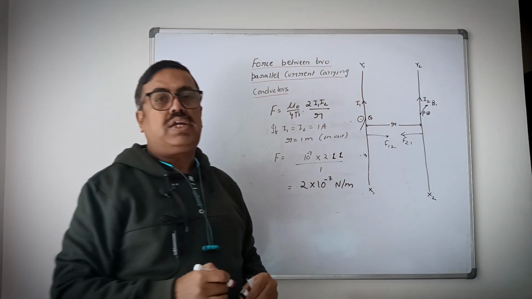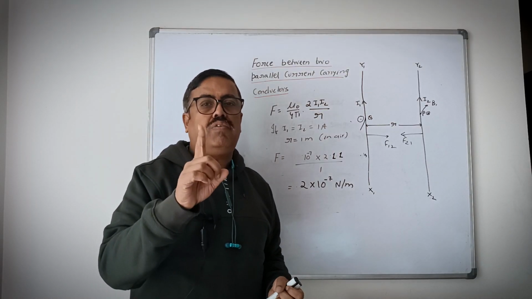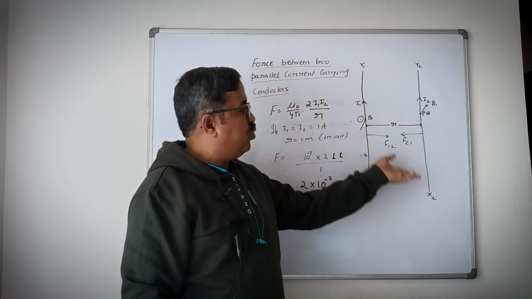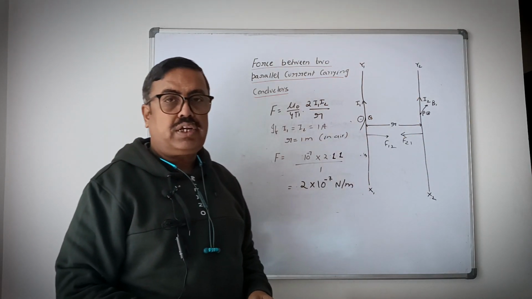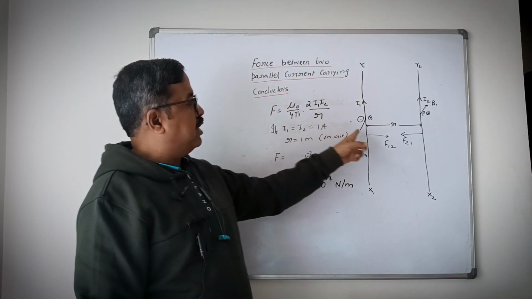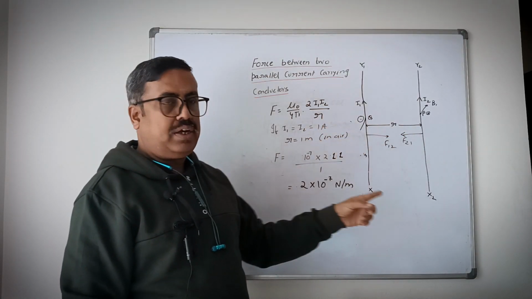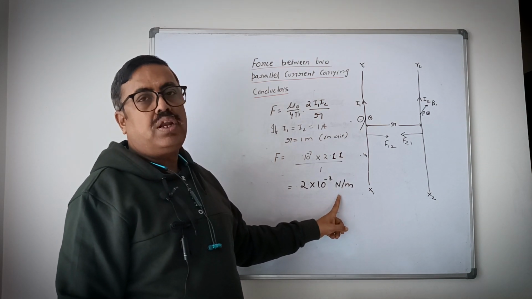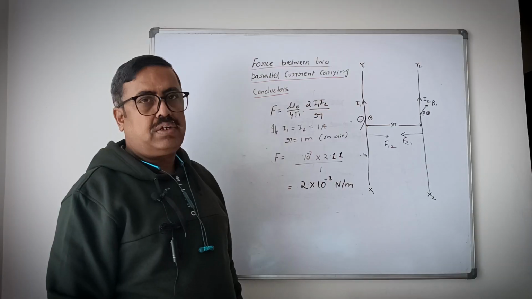Based on this, we define: 1 ampere is that current which, when flowing through two parallel straight current carrying conductors placed 1 meter apart in air, results in a force of 2 into 10 raised to minus 7 Newton per meter of their length.